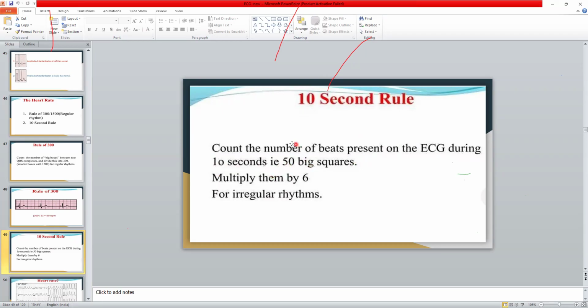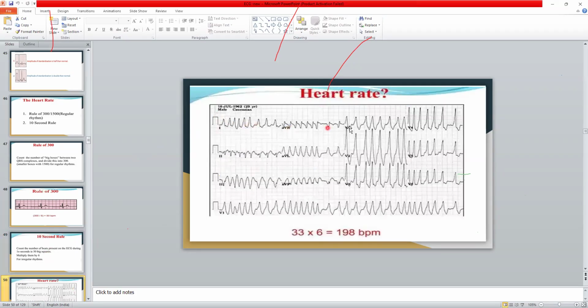That is 50 big squares. So here you have to count 50 big squares. Usually, the ECG paper has 50 big squares, and the beats counted are multiplied by 6. Then you will get the heart rate. Here there are 33 large boxes, so you multiply 33 by 6. It will give you 198 beats per minute. Here you can see this one is the irregular rhythm.